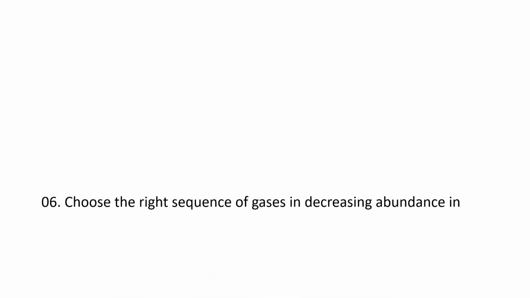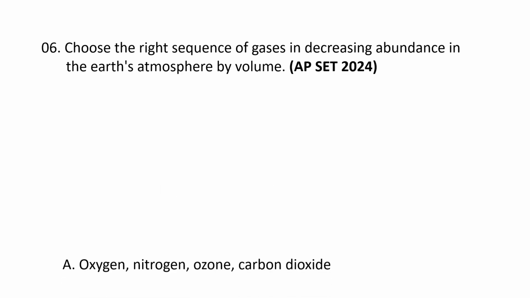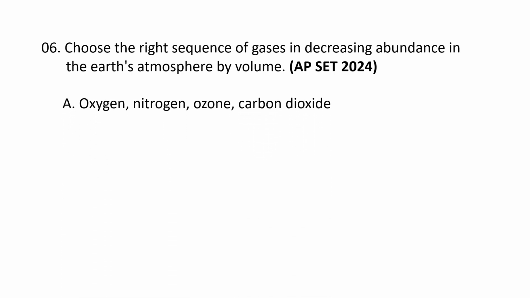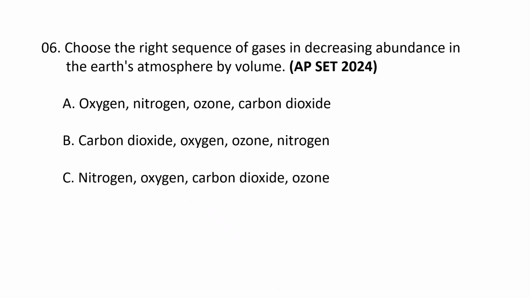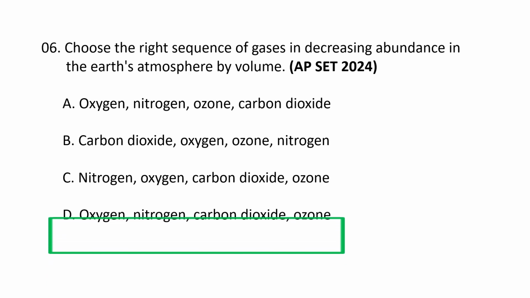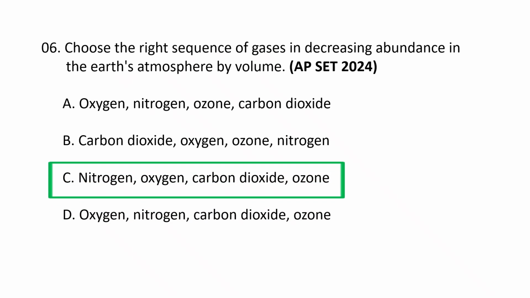Next question. Choose the right sequence of gases in decreasing abundance in the Earth's atmosphere by volume. The choices are A. Oxygen, nitrogen, ozone, carbon dioxide. B. Carbon dioxide, oxygen, ozone and nitrogen. C. Nitrogen, oxygen, carbon dioxide and ozone. D. Oxygen, nitrogen, carbon dioxide and ozone. So the correct option goes as C. The right sequence of gases in decreasing abundance is C, because nitrogen is most abundant, followed by oxygen, followed by carbon dioxide, and the least abundant is ozone.